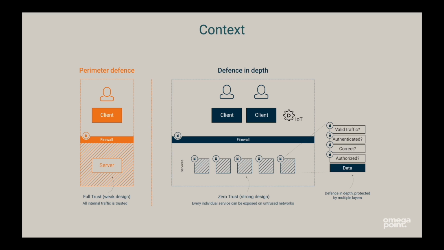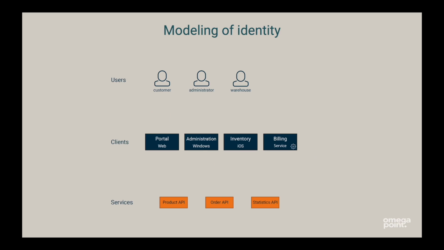And I should also perhaps say that an architecture that consists of several independent services, like the one to the right, is not inherently more secure compared to a monolithic system. That's a good point. Yes, so we will look at the modeling of identity.